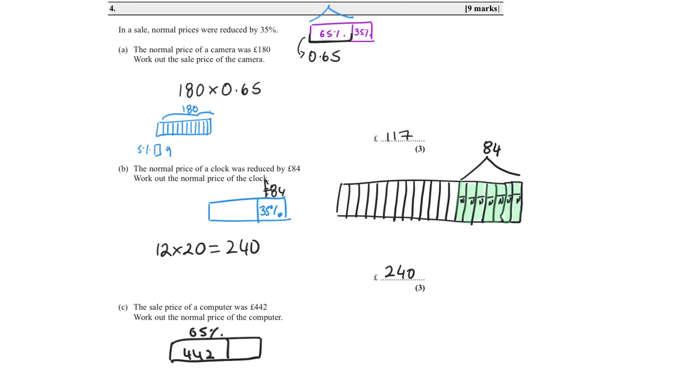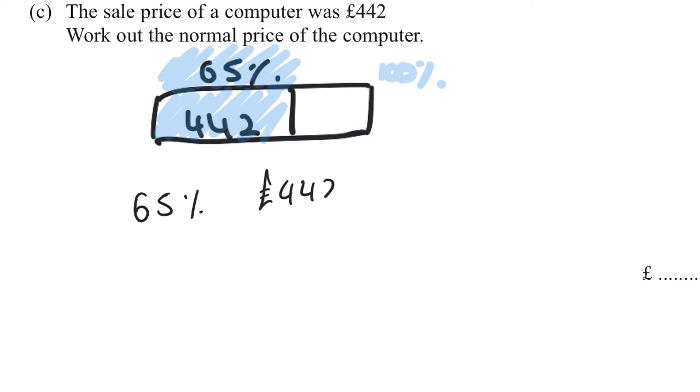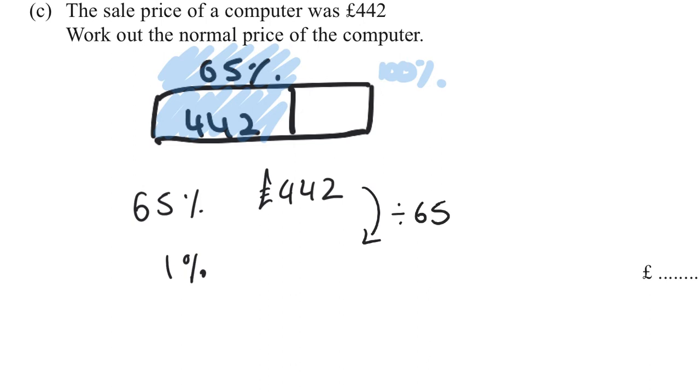Now I'm going to do this one a slightly different way as well. So 65% is 442. We need to work out what 100% is. So now we know that 65% is equal to 442. So if 65% is equivalent to 442, how could I find 1%? I need to divide by 65. So if I divide this by 65, what do I get?